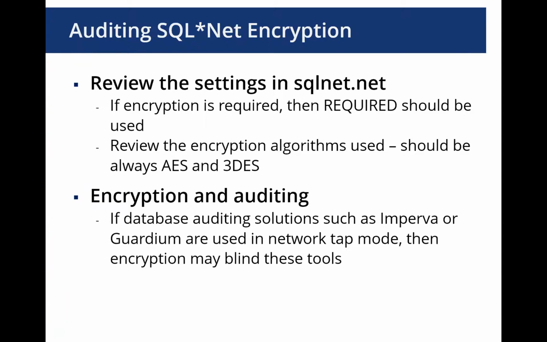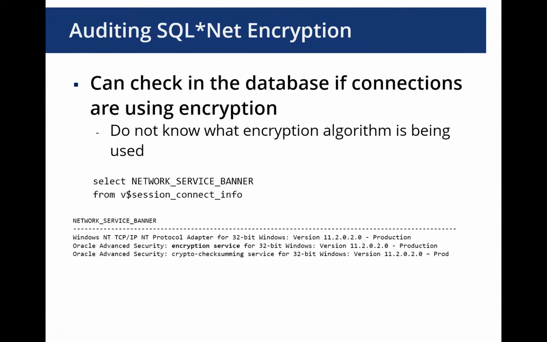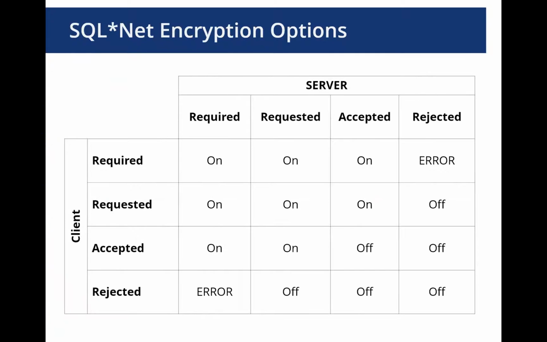Both those tools have options to put an agent on the database server, and then they'll be able to see the traffic. But if you're running Imperva or Guardium in network tap mode and you enable encryption, you can actually blind those tools to the audit trail. Somebody else can do that too if they just go into their client and put required as the encryption setting on the client, then they can blind those tools to their own traffic. That's one way to avoid some of the auditing tools if they're set up in network mode.